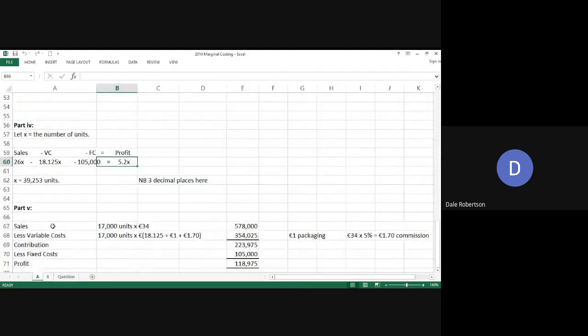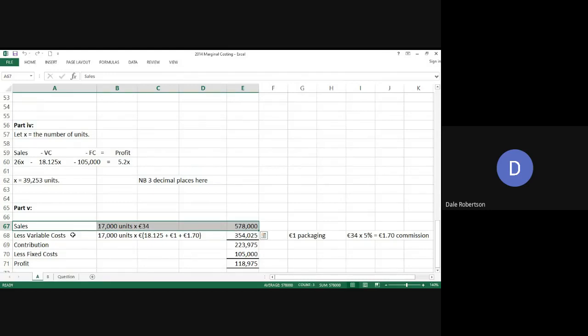Well, the sales is going to be 17,000 by 34, which is 578. Now here's the difficult part of this question. The variable cost is going to be 17,000 by... Now, you have your original variable cost, which we knew about. Then we have €1 extra for packaging. They're putting the hoodie into a nicer wrapper or a box or whatever it comes in. And you have €1.70.